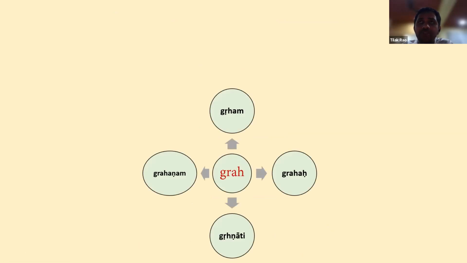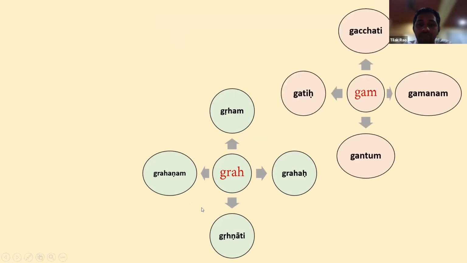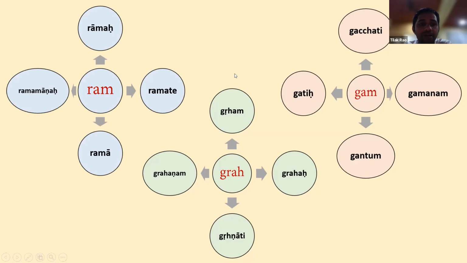So, from one dhatu, we can create many words. For example, grah: graham, graha, grunhati, grahanam; and gam: gachati, gamanam, gantum, gatihi. All these words are derived from gam. And Ramaha, Ramate, Rama, Ramanaha. All these words are derived from Ram.